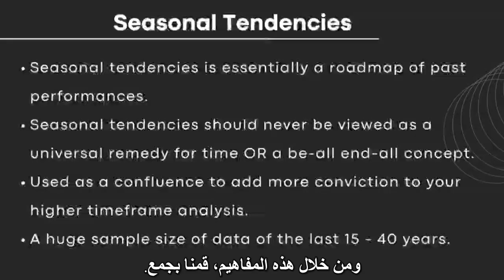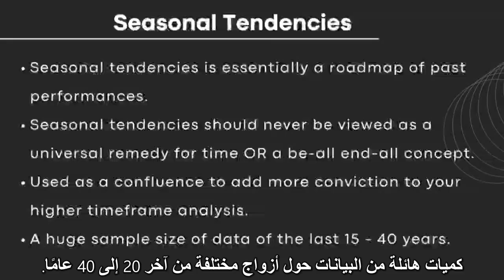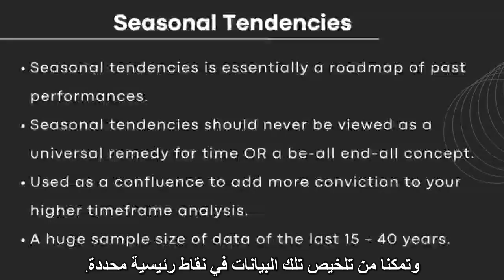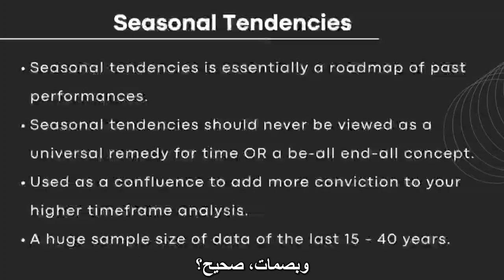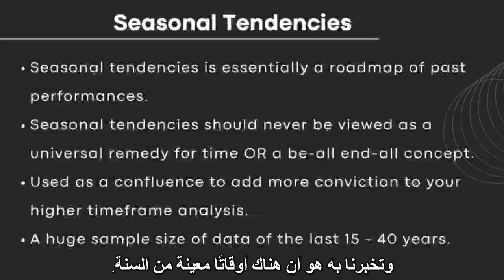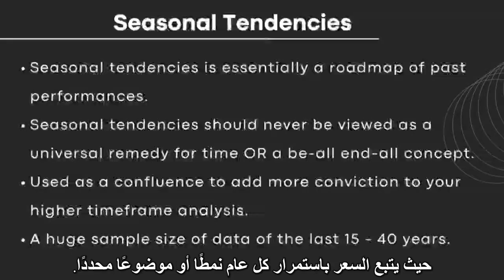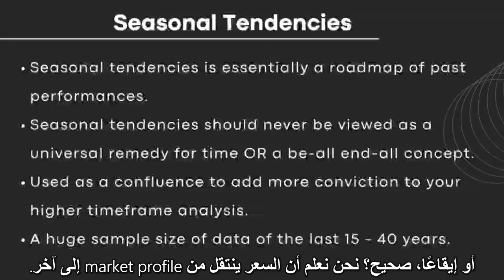And the same way we've got this concept called seasonal tendencies, and with the help of these concepts we've collected huge sums of data about different pairs from the last 20 to 40 years, and we've managed to summarize that data into specific key points and footprints, right? Now, what that data shows and tells us is there are certain times of the year where price consistently each year follows a specific pattern, theme, or rhythm, right?